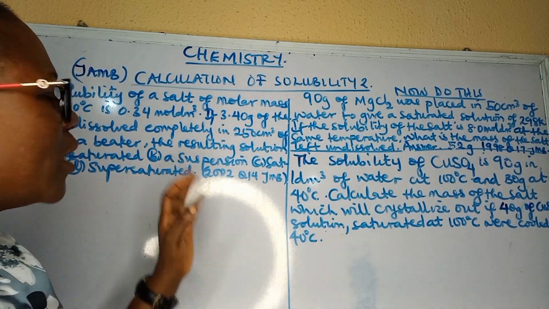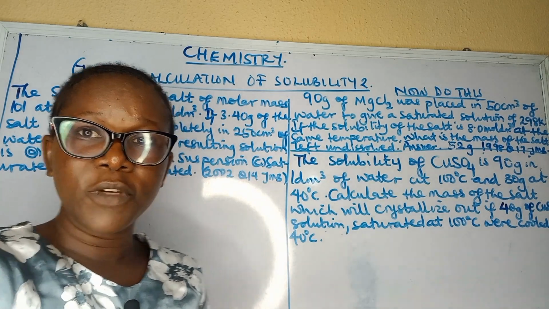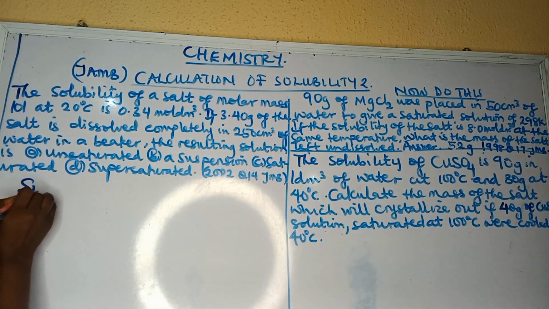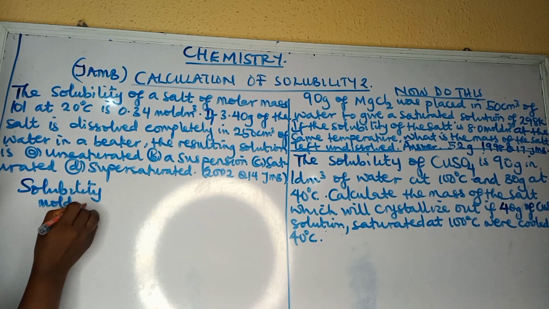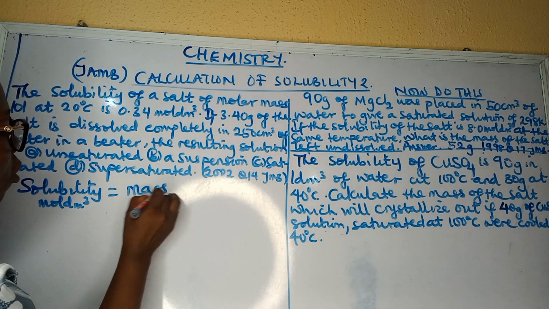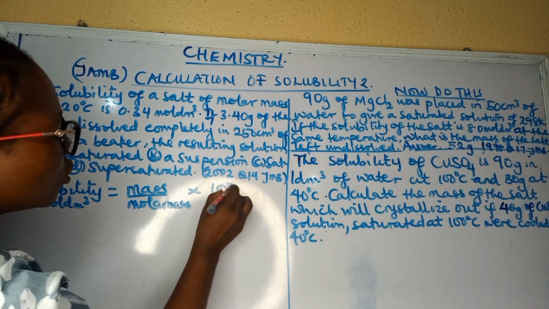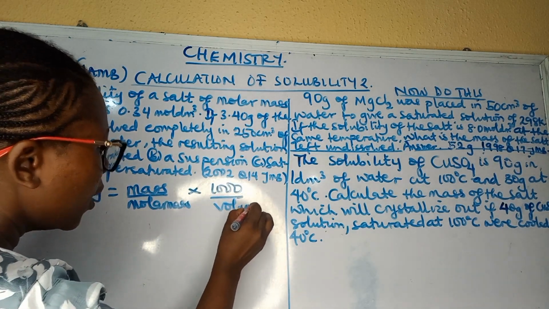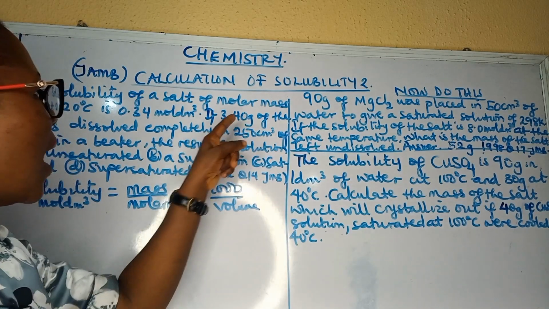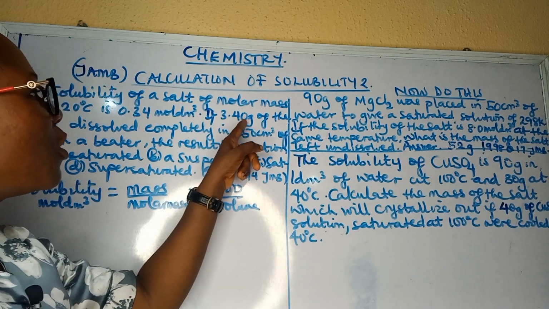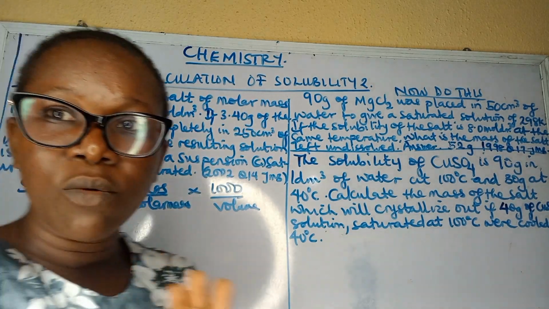Now, all the information we need has been given in this question. If you can still remember, in the first video, I used this formula for calculating solubility in mole per dm cube. Solubility in mole per dm cube equals mass over molar mass times 1000 over volume. Now, if you look at the question, the volume given here is 250 cm cube. The mass of the salt is 3.40 gram. The molar mass of the salt has been given. You don't need to calculate it.